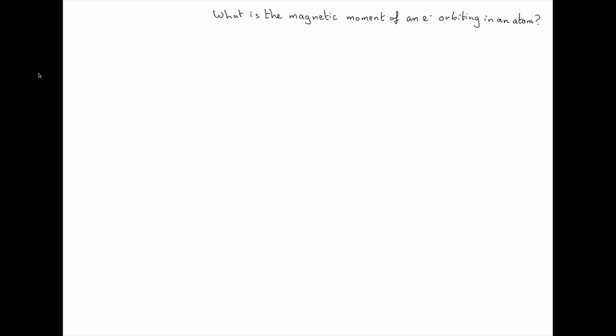So the magnetic moment M is equal to the current times the cross-sectional area. Let's assume that the electron is in a circular orbit at radius a. In other words, the cross-sectional area A will be equal to pi a squared.